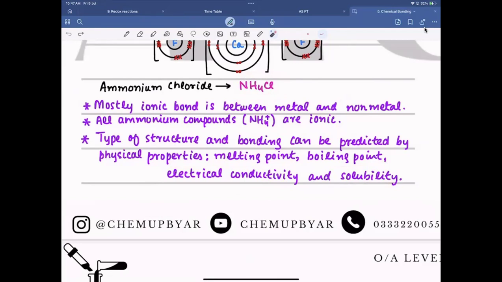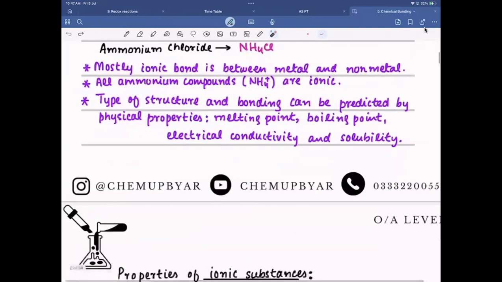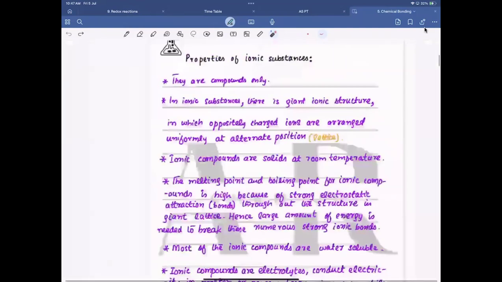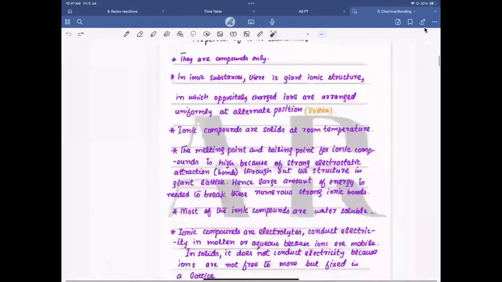Is this clear, sir? Yes, sir. Okay, so here we have a few properties of ionic compounds. Just read them and tell me if you have any issue regarding this, then we will proceed further.